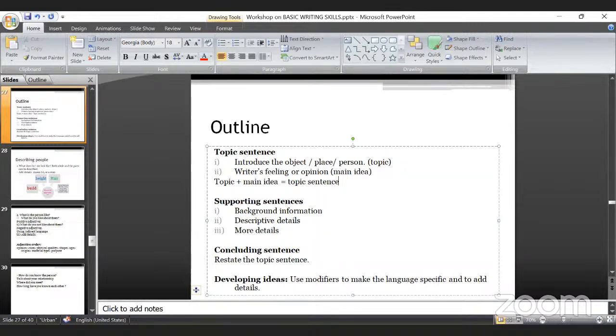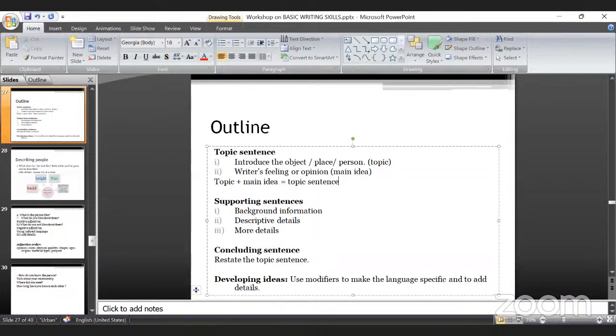If this is what my sentence looks like, then what is the topic here? What am I talking about? Water pollution. What is the main idea? Effects of water pollution on quality of life of people in cities, right? So the main idea is to talk about the effect, and the topic is water pollution. Together, both of these things come together to give you the topic sentence, right?